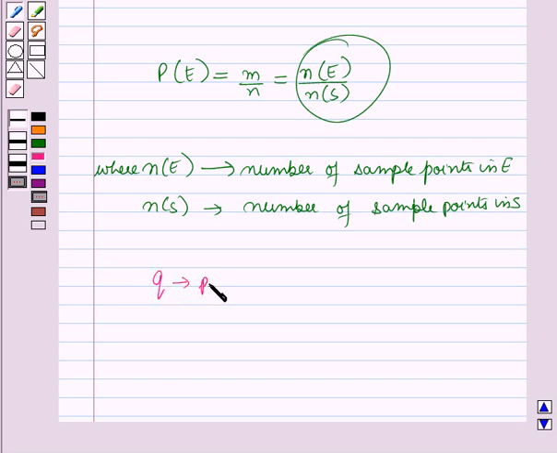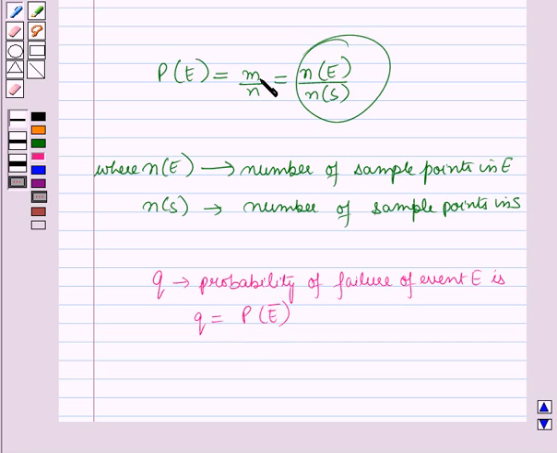Now the probability Q of the failure of the event E is given as Q is equal to P of E naught, that is the probability of E naught, which denotes the probability of the failure of the event E. Now P of E naught will be equal to the number of unfavorable outcomes over the total number of outcomes.